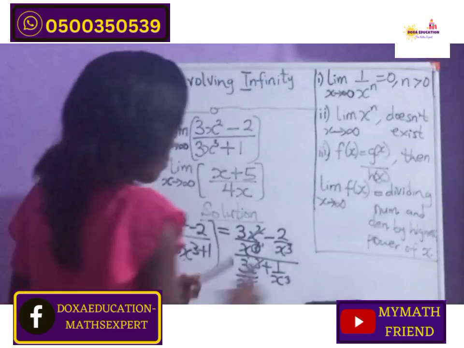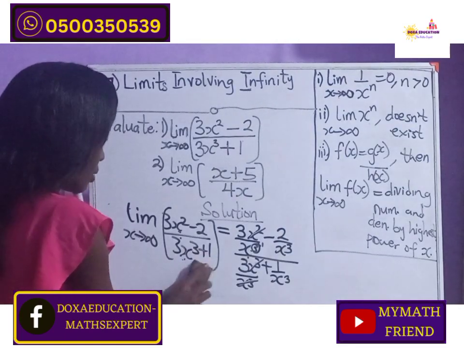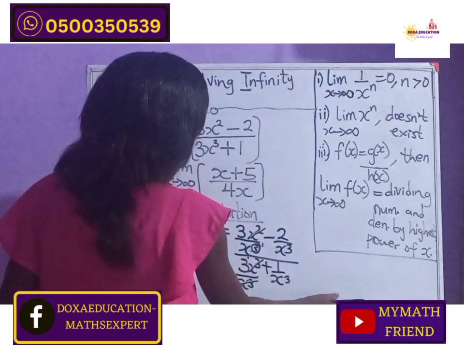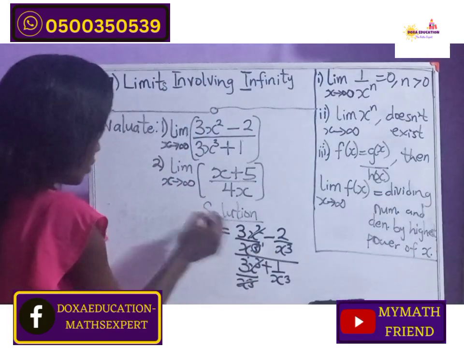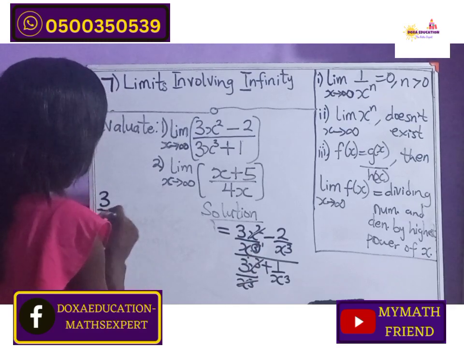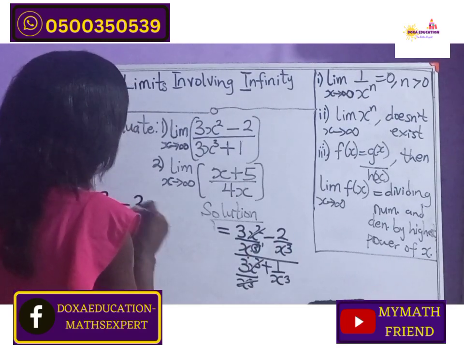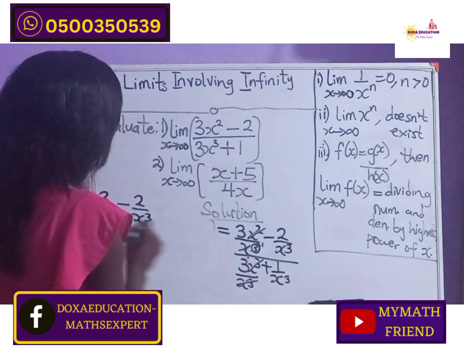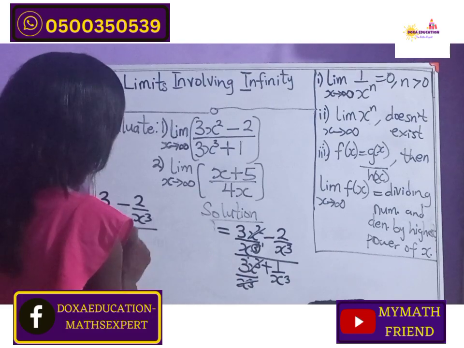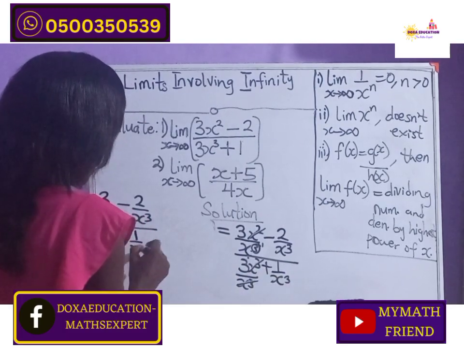Now, what do you have left? You have 3 over x, minus 2 over x cubed, all over 3 plus 1 over x cubed.